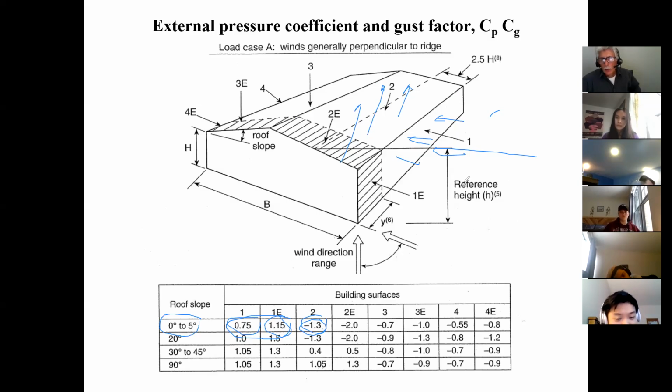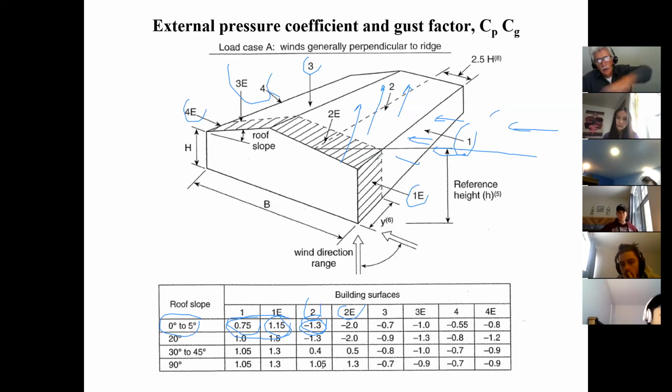Okay. So in other words, on surface 1 and 1E, when the wind is blowing generally in this direction, I have positive values, in other words, blowing towards the surface. And then 2E as well as 3E as well as 4E are all negative. In other words, it's all suction. The material would want to blow away from the building instead of staying on the building.